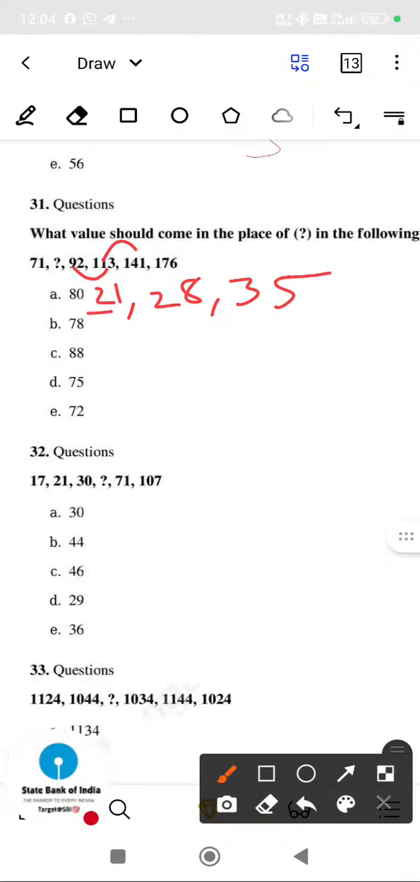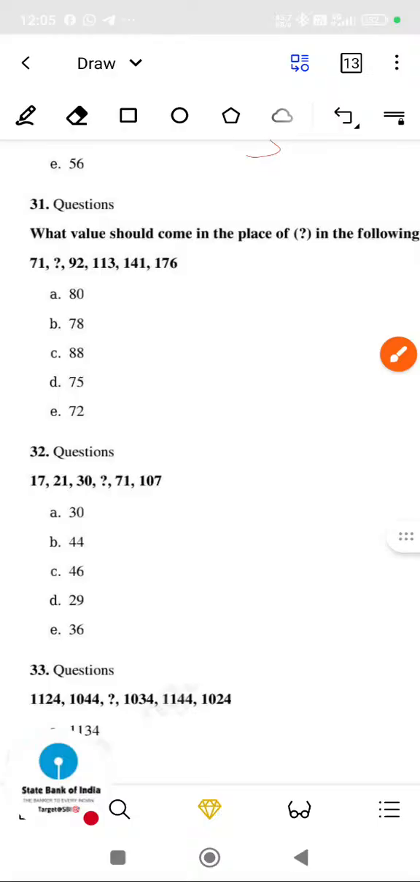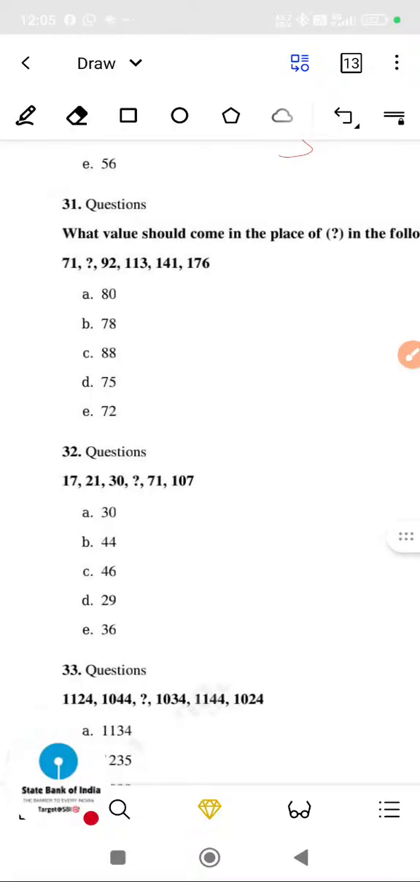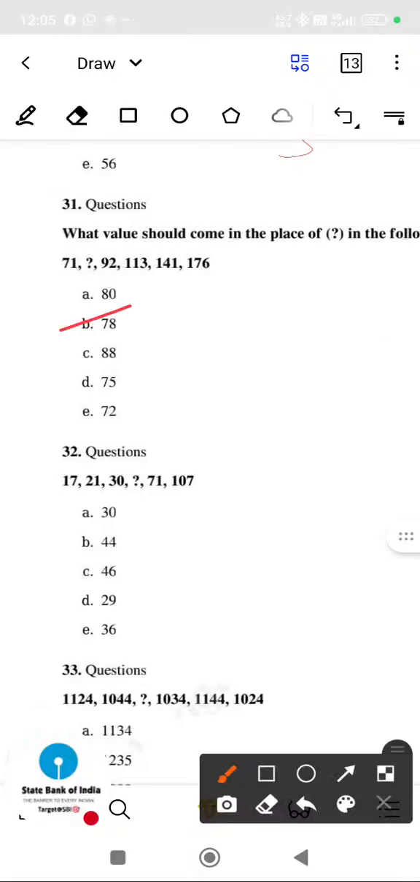These numbers are the 7 factors. So before one must be 14, and the previous one must be 7. So it is 7 factors. 71 plus 7, which will be 78. So answer for this one is 78. 78 is the answer for this question.